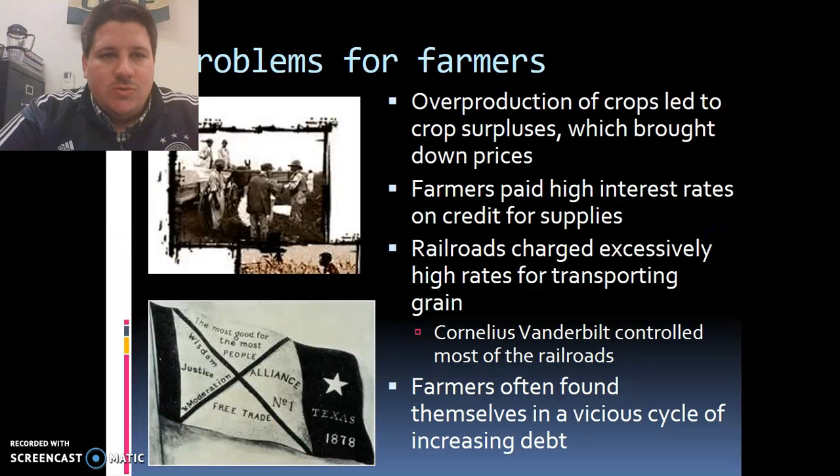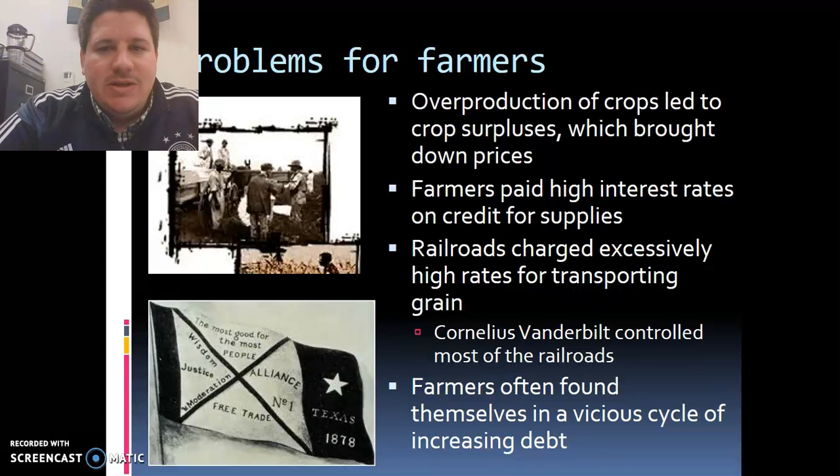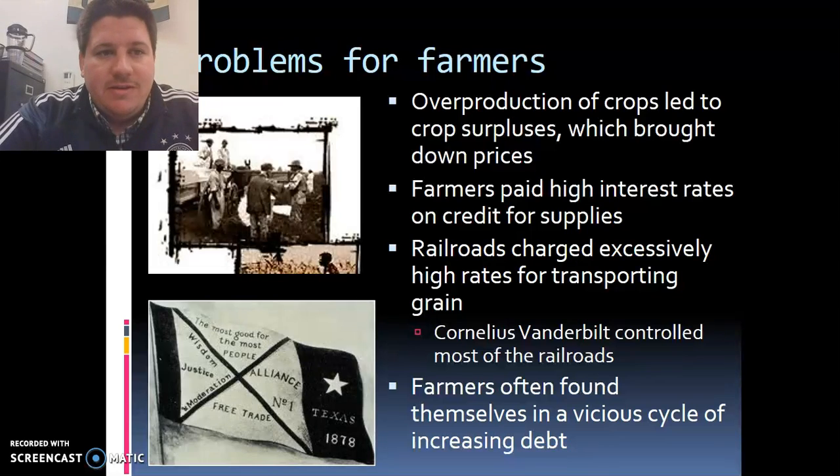Moving on to the next page, we're going to start our lecture now. So the theme today, the objective today, is to analyze the populist movement and specifically how the populist movement changed the American political system permanently and the way it actually affects us to this day. So problems for farmers.